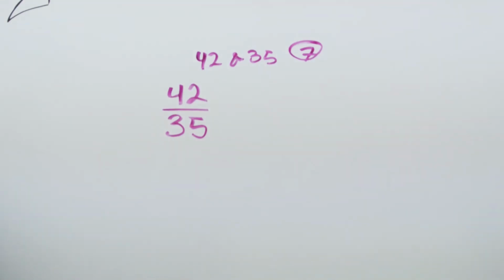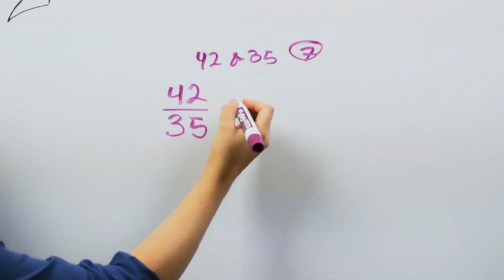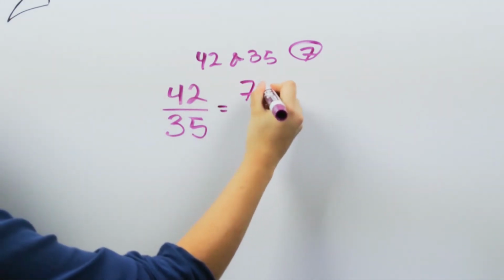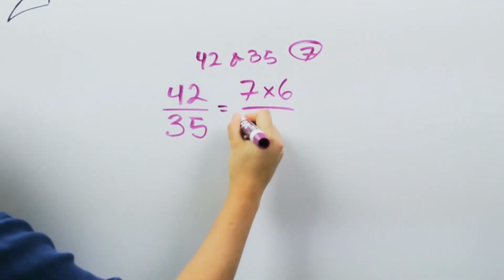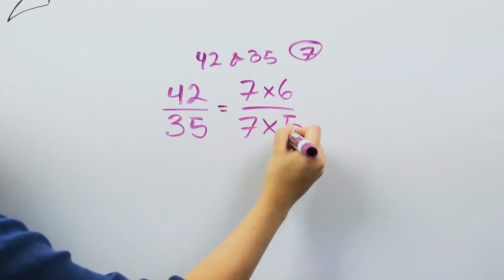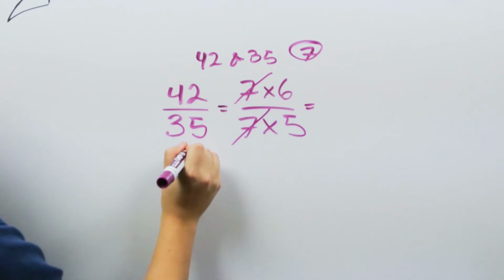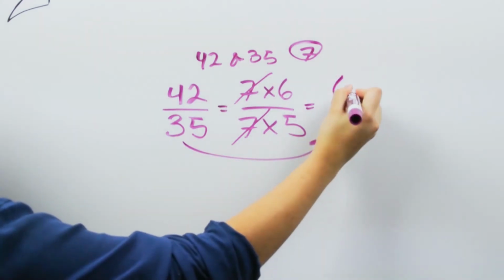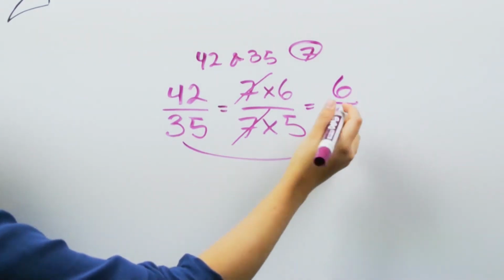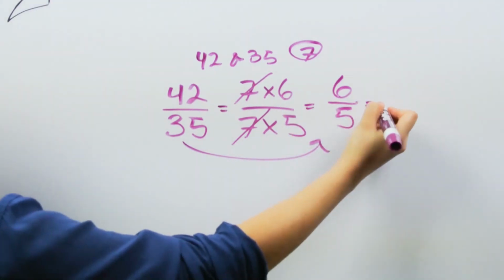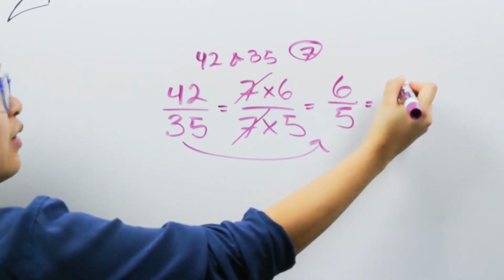Now, if you don't know how to reduce fractions, don't freak out. There's another video that will help you out with that in this series. But in the meantime, let's pull a 7 out of here. And you can see that this can be rewritten as 7 times 6 over 7 times 5. Now, crossing out the 7's, we know that this fraction over here is equal to 6 over 5. And again, this is an improper fraction, so we have to rewrite this once more as 1 and 1/5.